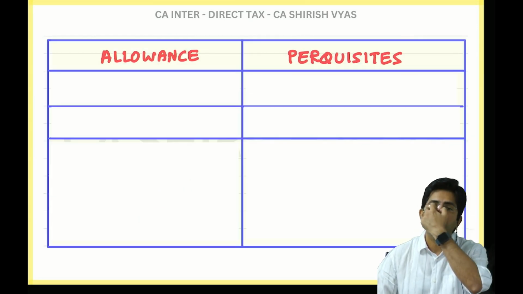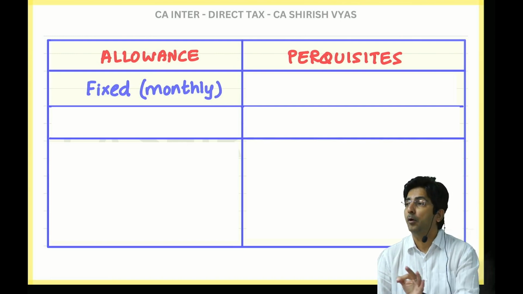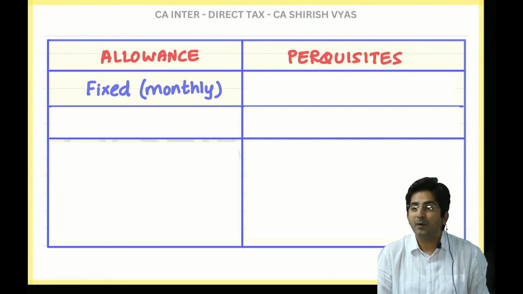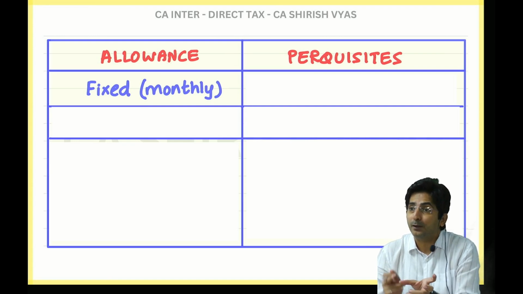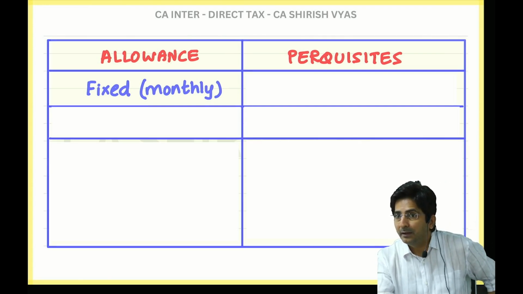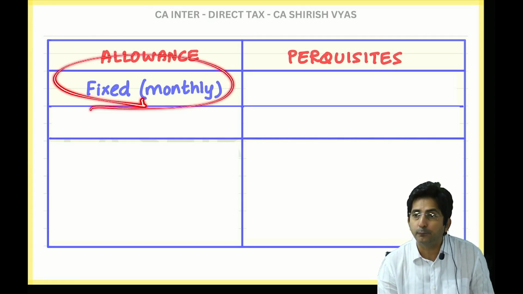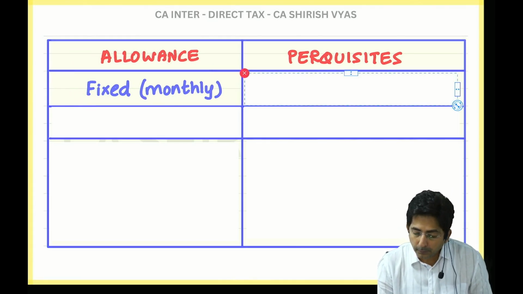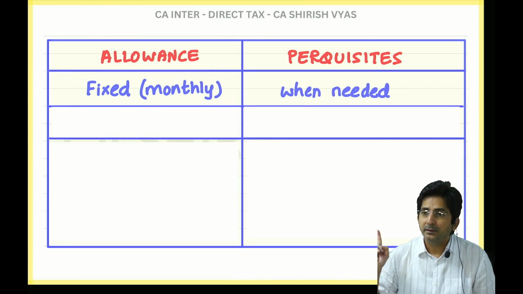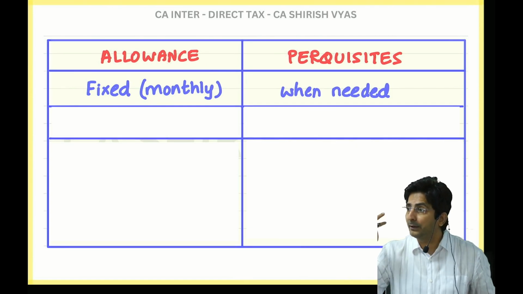So tell me what difference I said. Read. First, allowances are a fixed amount given on a monthly basis. Why fixed? Because allowance is a part of your salary. And salary every month you will be given or not? And it is fixed or not? So automatically allowance will also become fixed and monthly. But perquisites only when needed. Like medical treatment, every month we will not give a fixed amount.